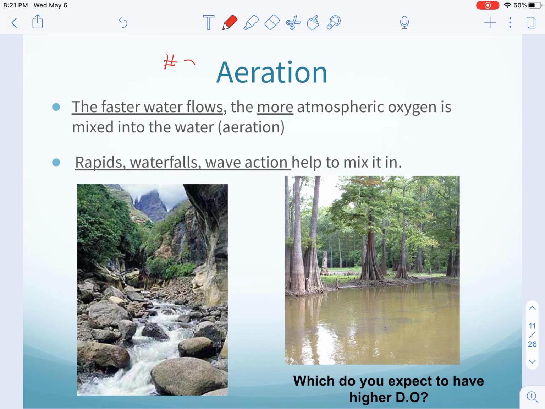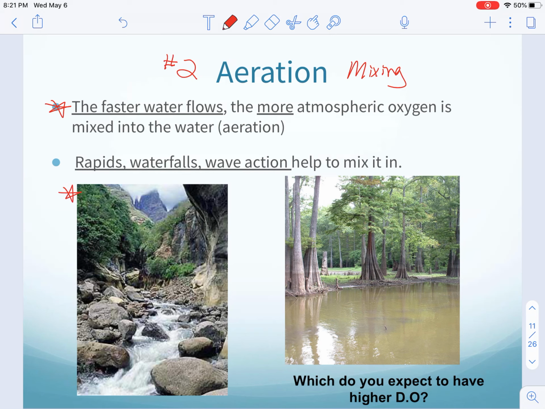Our second way to get oxygen into aquatic ecosystems is through this process of aeration, which is just a fancy word for mixing. And the simple rule here is that the faster the water, the more dissolved oxygen you're going to find. Anywhere we have a lot of water moving quickly, like rapids or a waterfall or waves, those things are going to help increase the amount of dissolved oxygen.